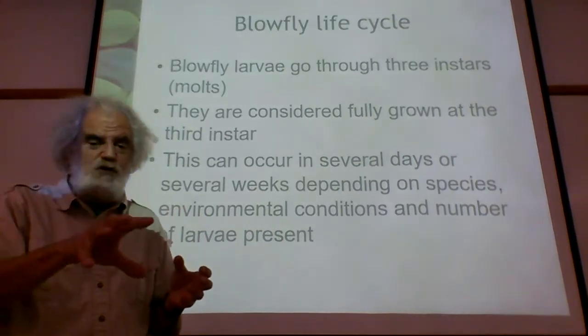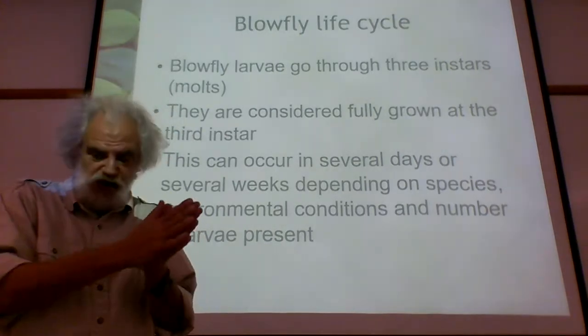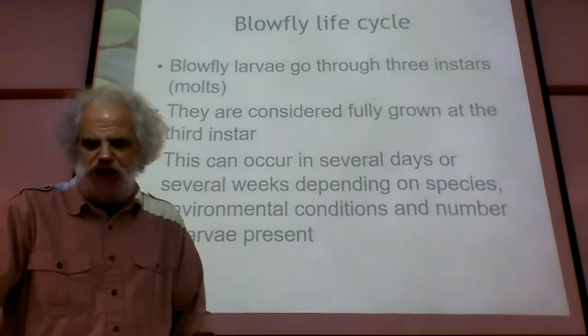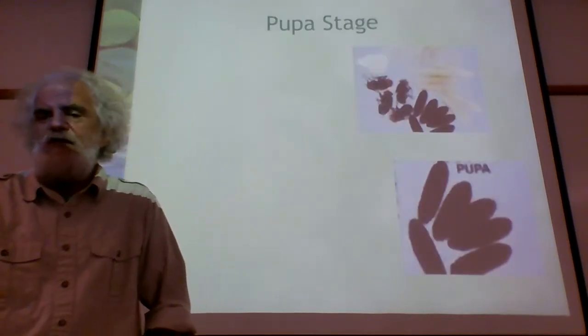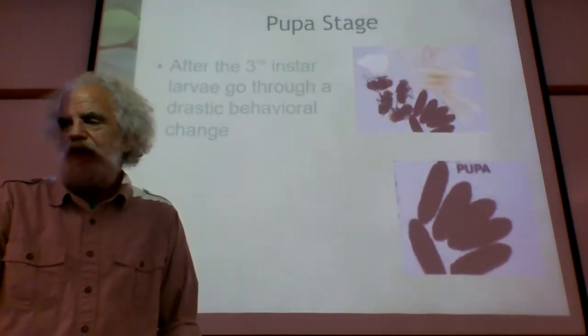If there's a lot of food and there's not a whole lot of larvae, they can go a lot faster. If they're having to compete, they may end up going slower. So then they undergo pupation.